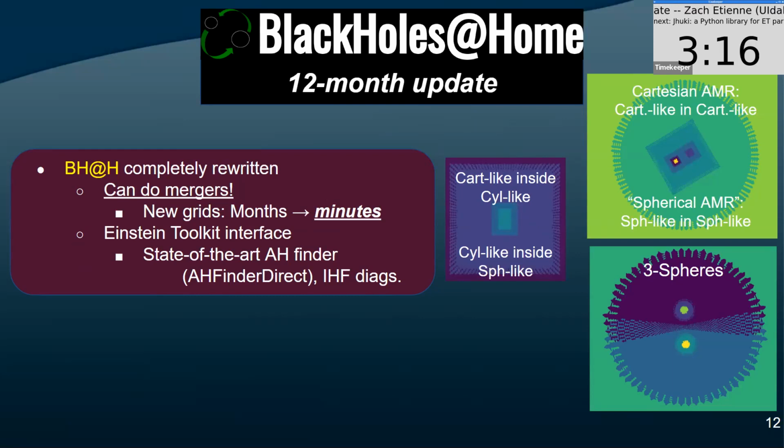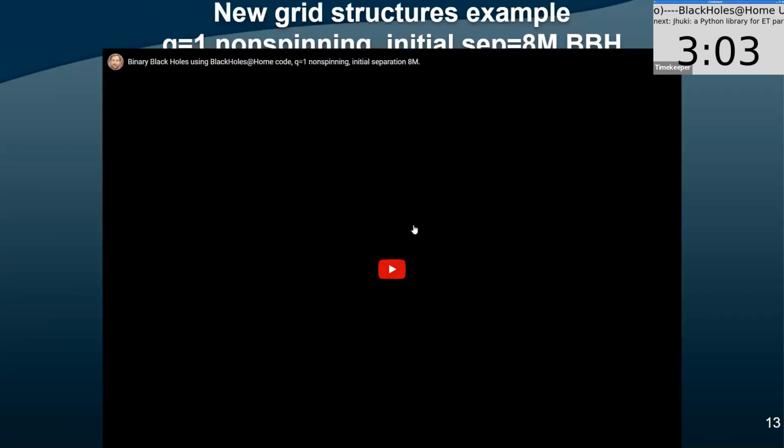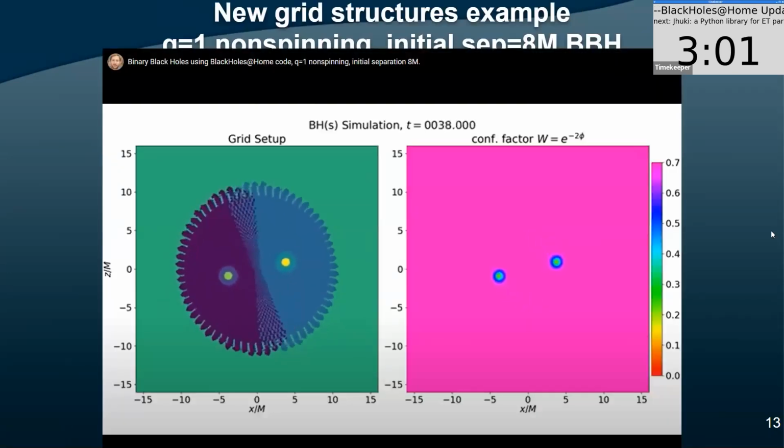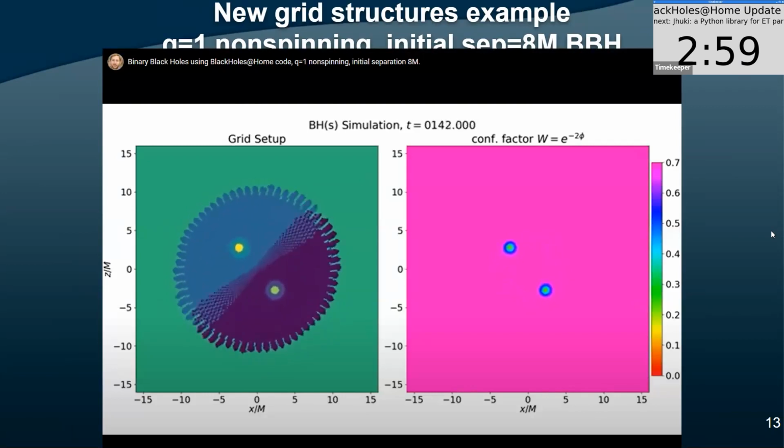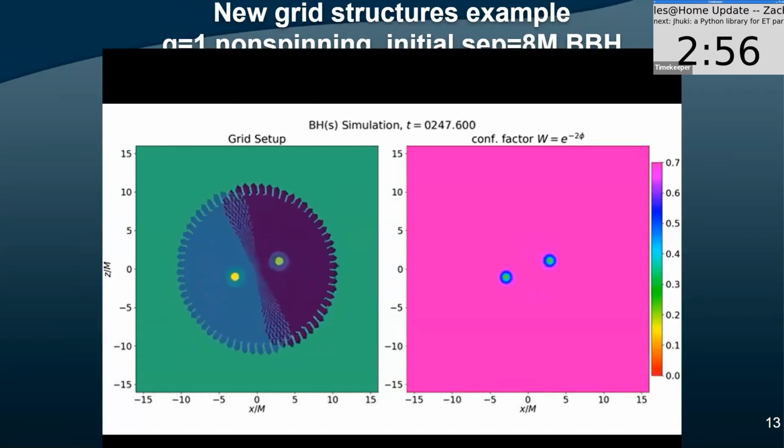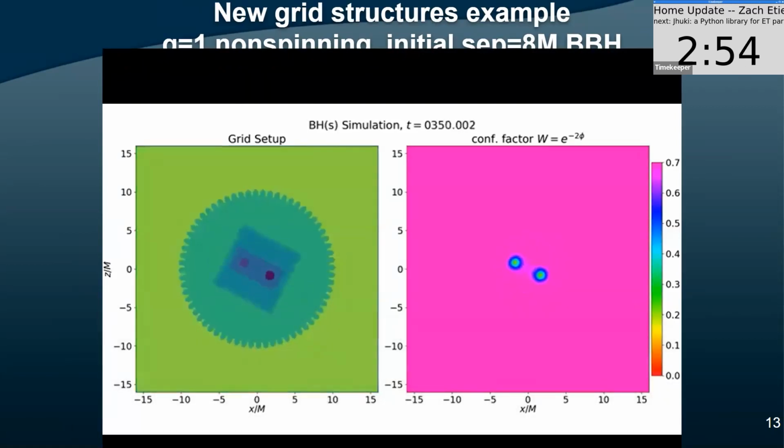And I have to brag that we now have an Einstein Toolkit interface, which makes use of the state-of-the-art apparent horizon finder within the toolkit, AHFinderDirect, so we can get full binary black hole or full single black hole diagnostics, including spin and apparent horizon information. So what I want you to do is take a look at this left panel of this movie, which shows the grid structure over time. It's going to show you how the grid structure changes very rapidly near merger.